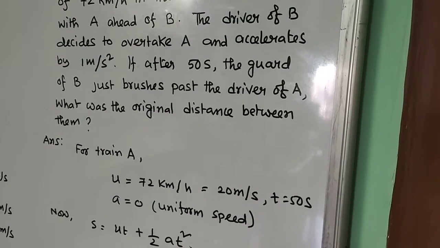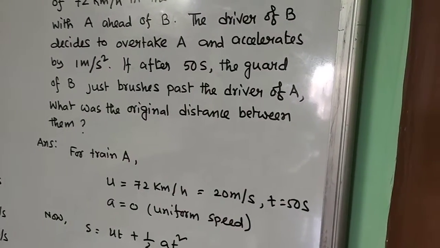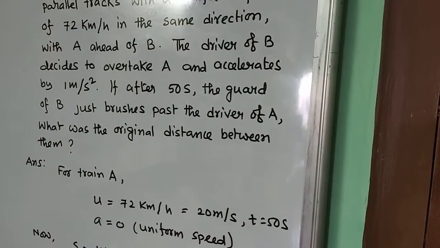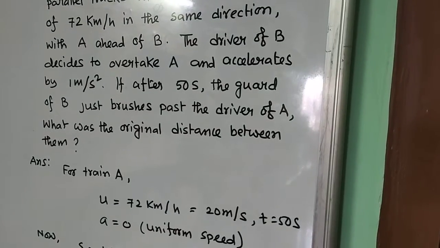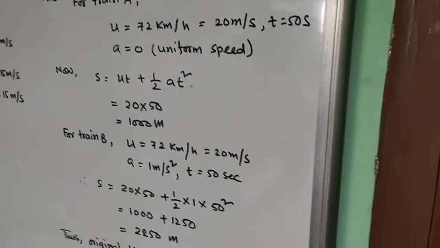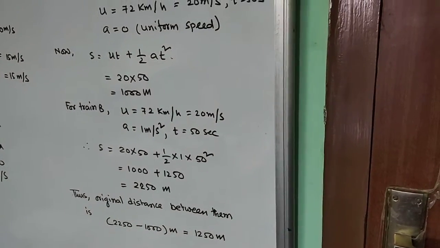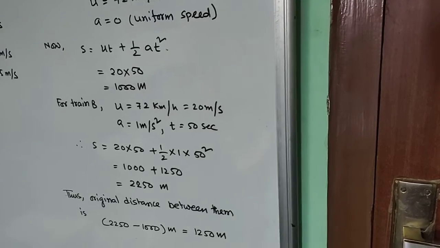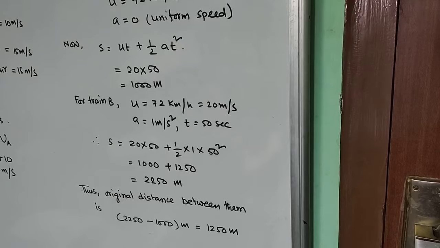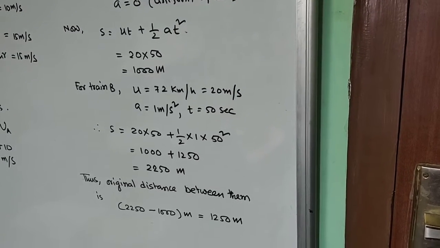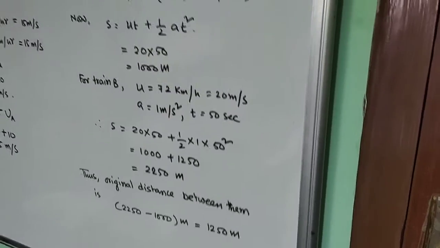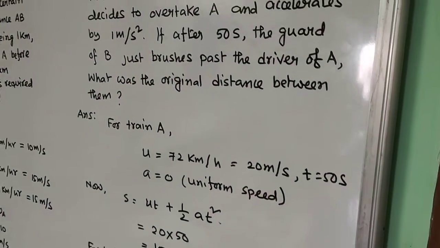Now after 50 seconds this happens. The guard of B just brushes past the driver of A. What was the original distance between them? So during 50 seconds this happens. So if you have to define the distance, what you have to do is subtract. Thus the original distance between them is 2250 minus 1000, and it's 1250 meter. So please check it out.